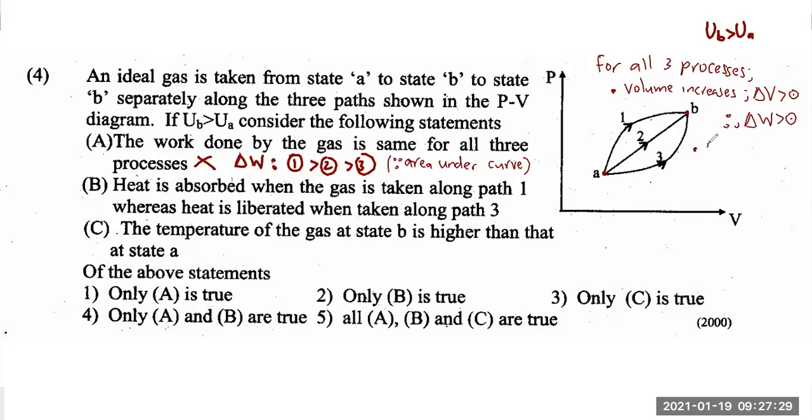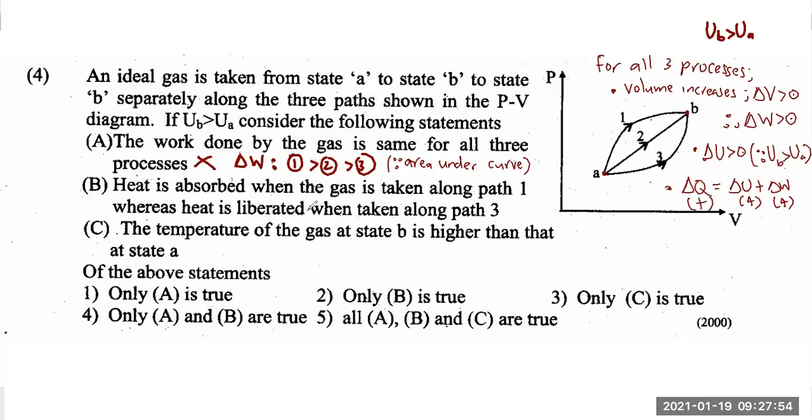And second point, delta U is also positive. Why? Because UB is bigger than UA, right? Then what about delta Q, people? Delta Q is equal to delta U plus delta W. Therefore, for all three processes, delta U and delta W are positive. That means definitely delta Q also has to be positive.